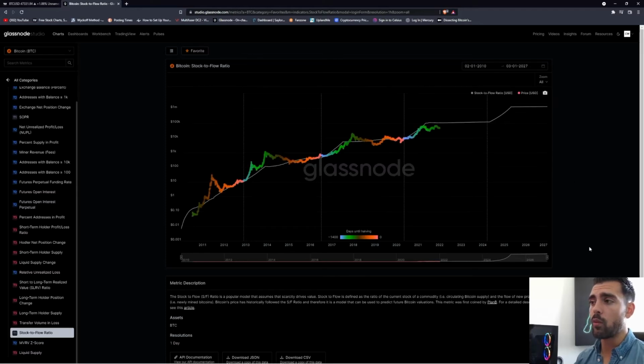But what we want to look at, though, guys, is this color. Okay. The color is based on the days until halving. Okay. We have our little key down here. All right.